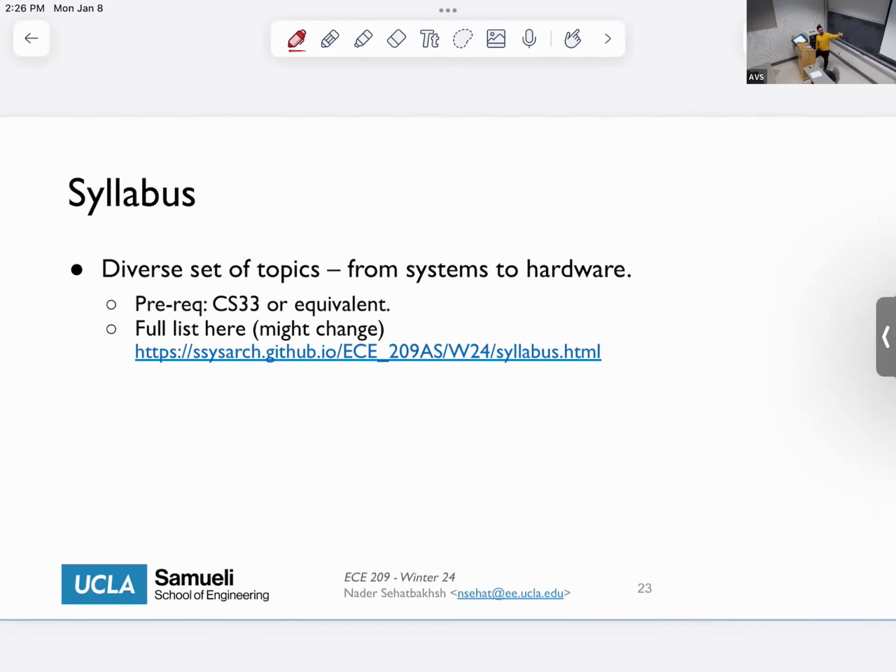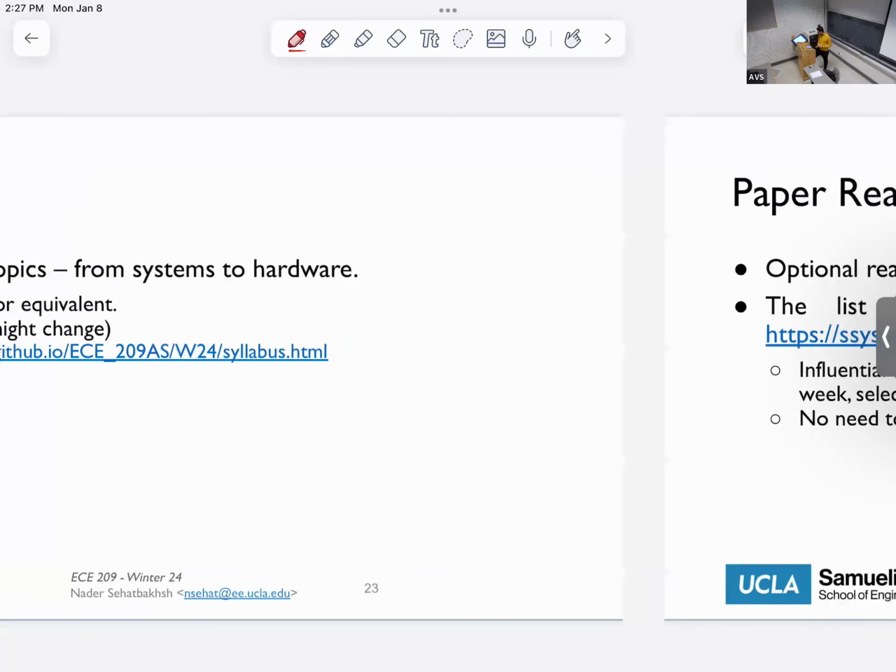The syllabus is again on the website. As I said, it's a broad set of topics starting from systems and then hardware. The prereq is basics of computer organization, so that's really what you need to have. At UCLA, this is CS33, or some equivalent if you didn't do your undergrad at UCLA. The list of topics is there, but things might change a little bit, though it's mostly going to be based on the syllabus that I put here.